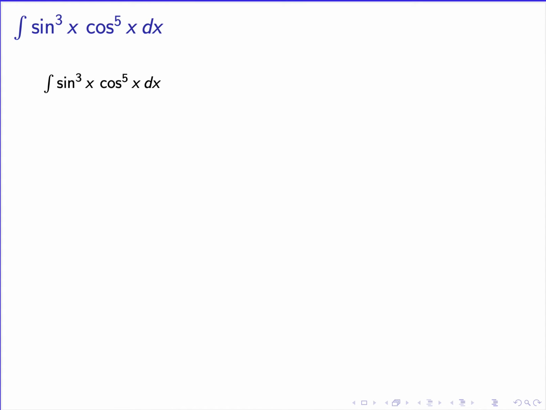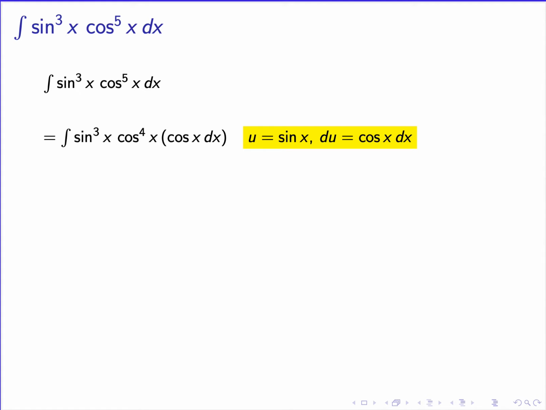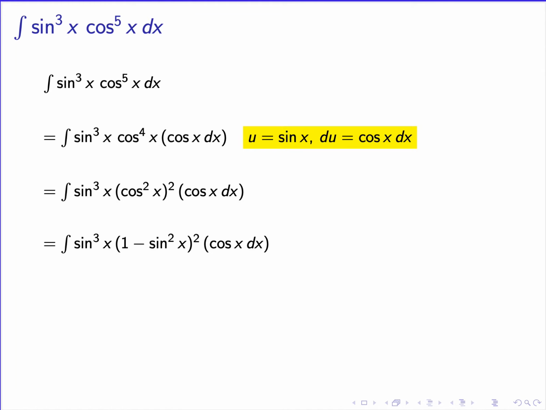All right, now we could do this one as well using, instead of u equal cosine, we could let u equal sine. And so we'll save one of those cosines out there to be part of our du. If we do that, then the cosine to the fourth becomes written as cosine squared, quantity squared. And we'll replace that cosine squared with 1 minus sine squared.